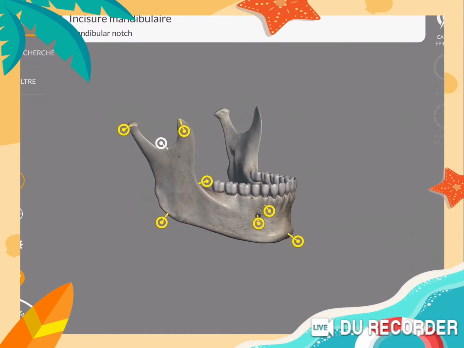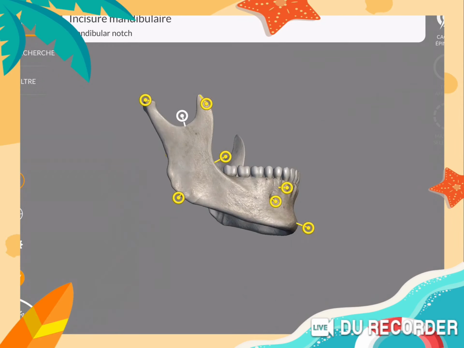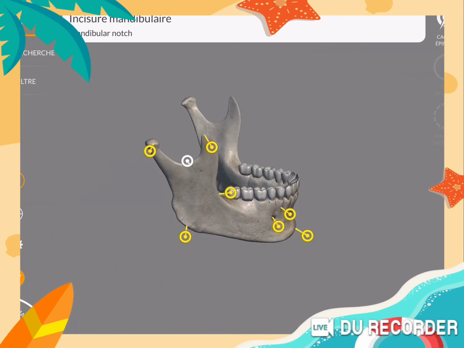Okay, so let's talk a little bit about the ramus. The ramus is composed of 2 processes superiorly. The anterior called the coronoid process, where the temporal muscle attaches, and posterior is the mandibular or condylar process, and this process is what joins with the temporal bone to form the temporomandibular joint.